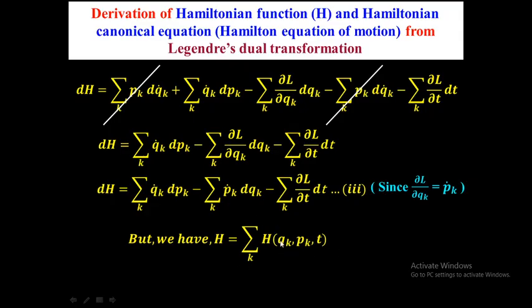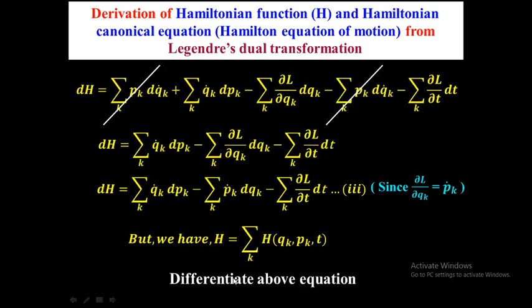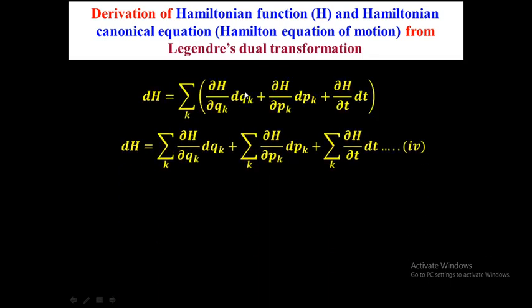Now we will differentiate this equation. Again we will apply the chain rule on the right hand side. So dH is equal to summation over k del H by del qk into dqk plus del H by del pk into dpk plus del H by del t into dt. After solving this, we will separate this summation, and after separating it we will get these three terms. Suppose this is equation number 4.